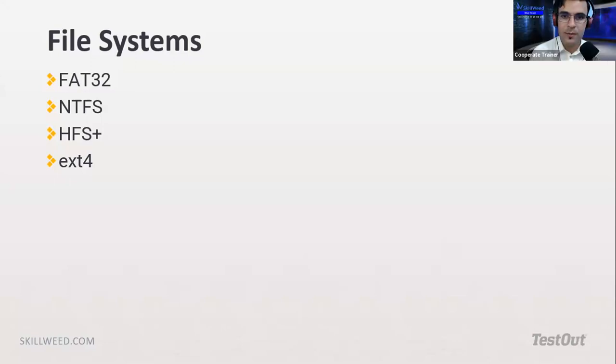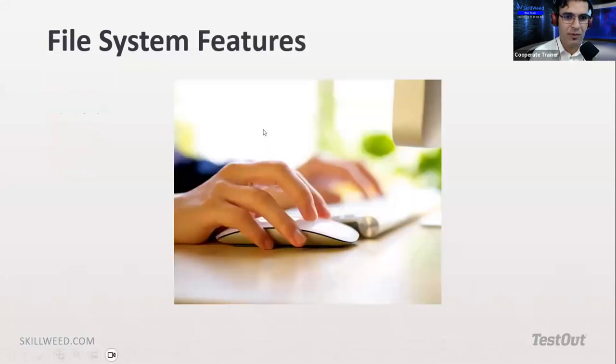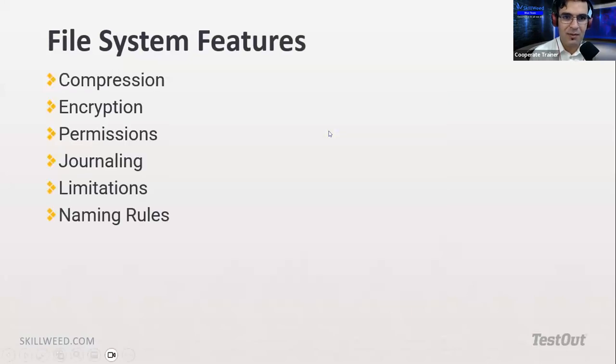So let's just jump into our session on File Allocation Table 32, and obviously the New Technology File System, NTFS, HFS Plus, and ext4. One of the most important things that we are going to experience are the hard drive files. You have to know which files we use for the most common files. So we have the file system features over here.